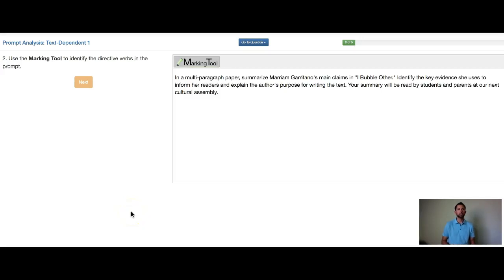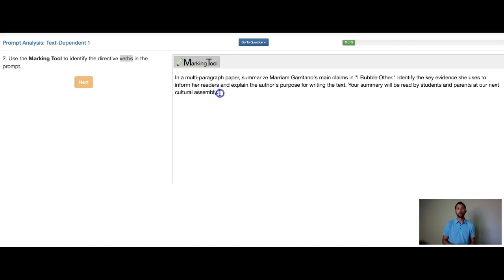Let's start with a question. It says, use the marking tool to identify the directive verbs in the prompt. All right, so when we're talking about a text-dependent prompt, text-dependent prompts mean that you're writing about a text that you're reading. So what we want to look for is those directives that ask us to do something. So that's what this is here, the directive verbs. So I want to make sure that I'm finding the directive verbs in the prompt. So let's take a look in the actual prompt and see what we can find here.